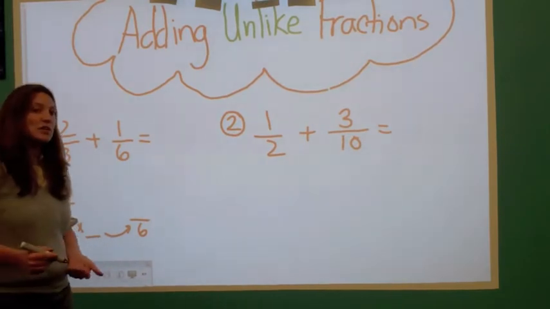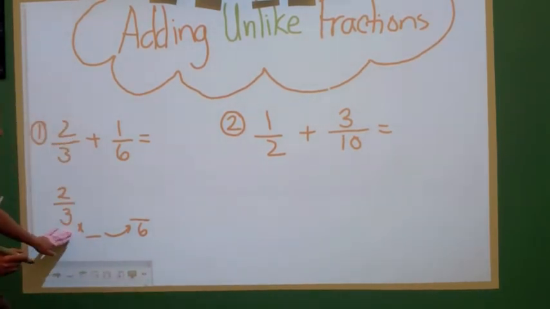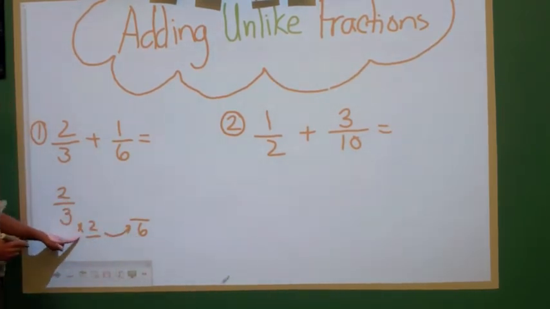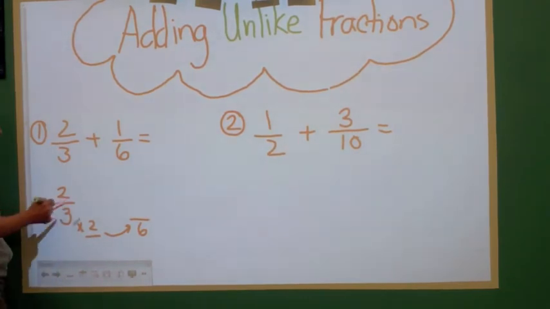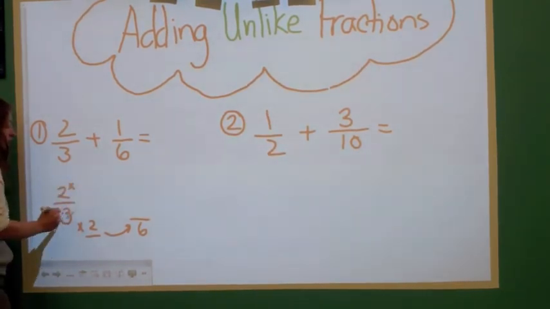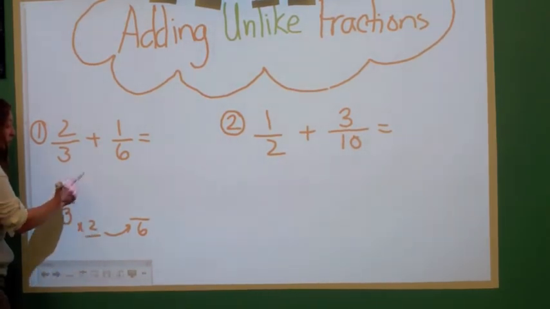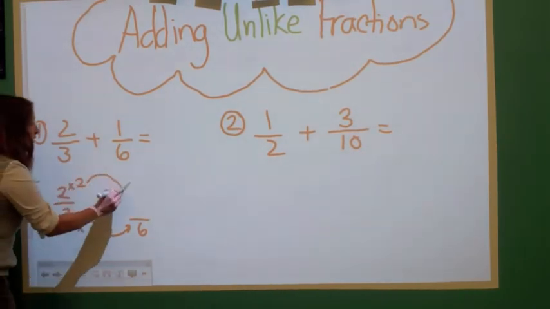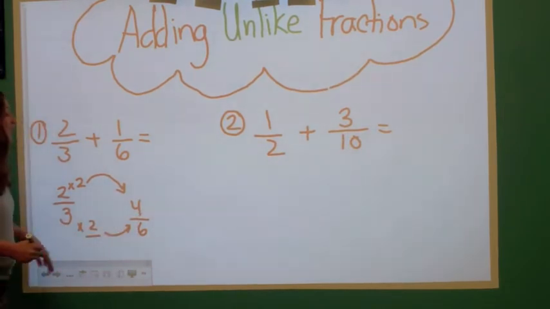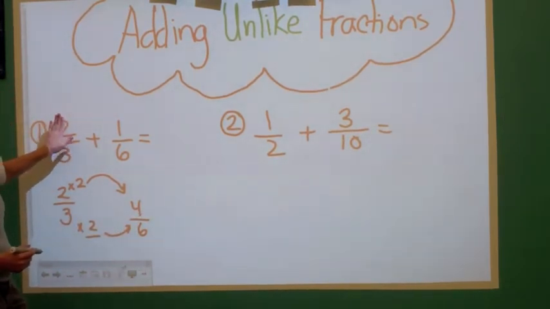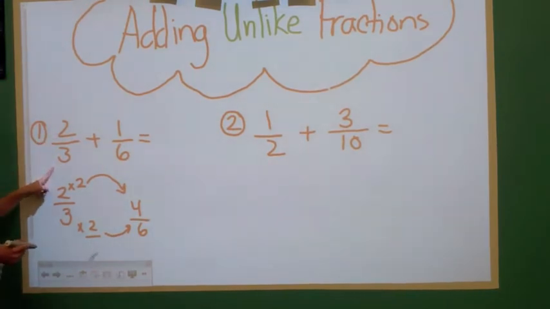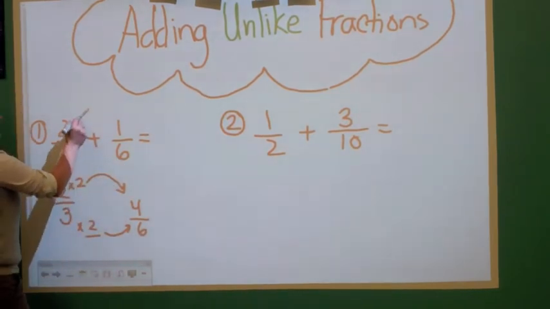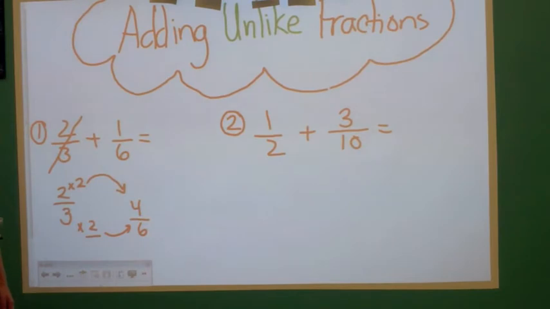Since I know my fast multiplication facts, I know that 3 times 2 will give me 6. So whatever I multiply to my denominator, I have to multiply to my numerator. And I multiplied my denominator by 2, so I multiply my numerator by 2. And 2 times 2 will give me 4. So now, instead of using 2/3, I'm going to use the fraction 4/6.